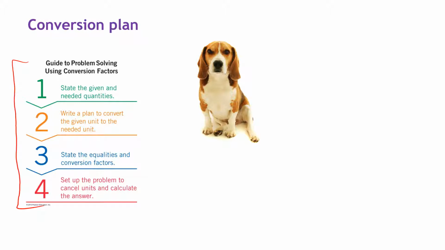Well, let's say we have a sample problem here. We have an adorable beagle, and this adorable beagle weighs 45 pounds. Now, let's say someone asks you, well, I don't really understand the pound system. What does this dog weigh in kilograms? So we're going to put a question mark, and we're going to put kilograms. So this would be step one. You're going to state the given quantity, which is 45 pounds, and you're going to also write down the needed quantity, which is kilograms.